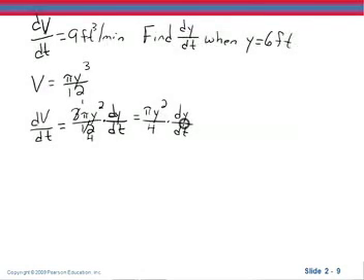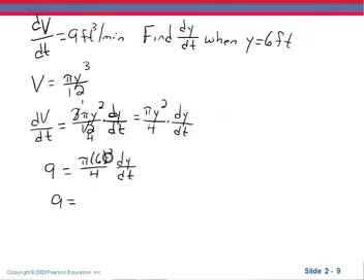Okay, now I want dy dt. And I know some information, so I'll just go ahead and plug in what I know. I know the change in my volume is 9. I know that y, we're looking for when y is 6. Well, 6 squared is going to give us 36, and 36 divided by 4 is 9. So this will be 9 pi dy dt.